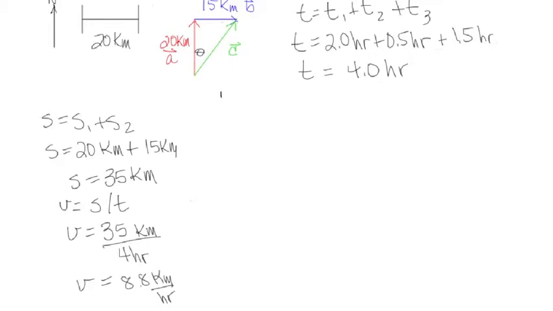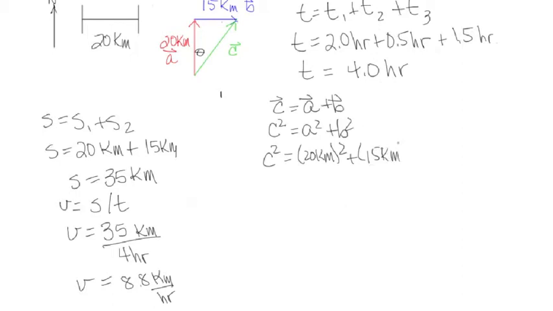So for his displacement, we're going to use the vector equation, C is equal to A plus B, all vectors. The magnitude of the displacement is going to be the square root of A squared plus B squared. That calculation is pretty simple. 20 kilometers squared plus 15 kilometers squared. Doing our arithmetic, we find the magnitude of the displacement is 25 kilometers.